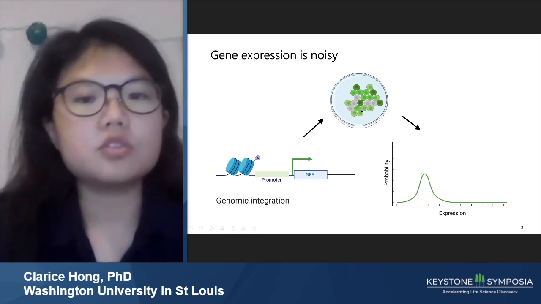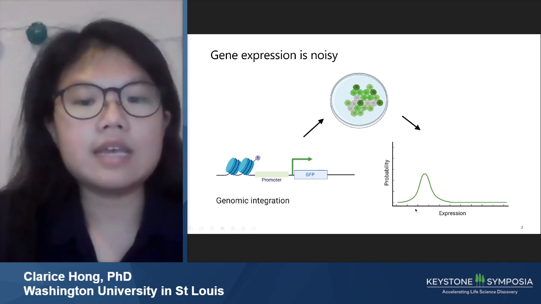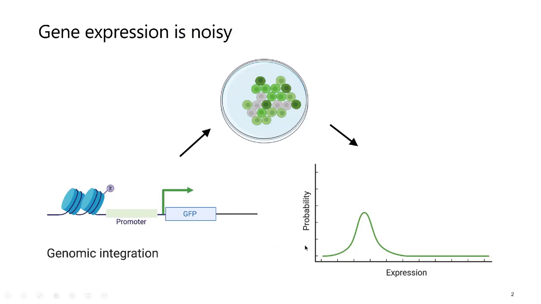Now if you draw a distribution where GFP expression is on the x-axis and probability is on the y-axis, you would get a distribution that looks something like this. When we measure reporter gene expression in bulk, what we're getting is the mean of this distribution. But each gene also has its associated variance, and this variance is what we're really interested in studying. When I say variance or noise in this talk, I'm referring to the same thing, and I'll be using these terms interchangeably.